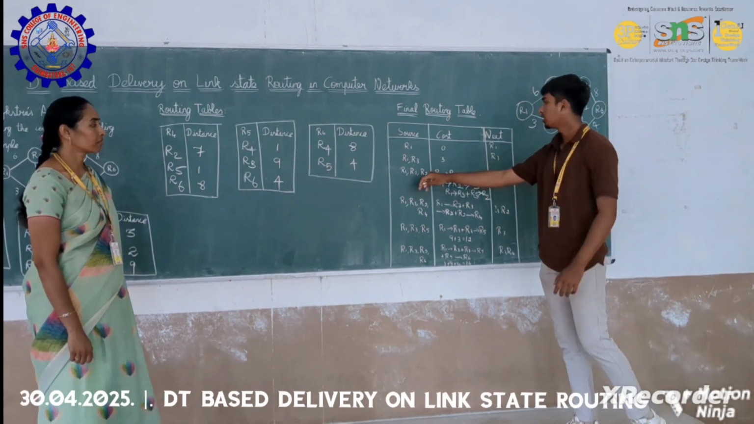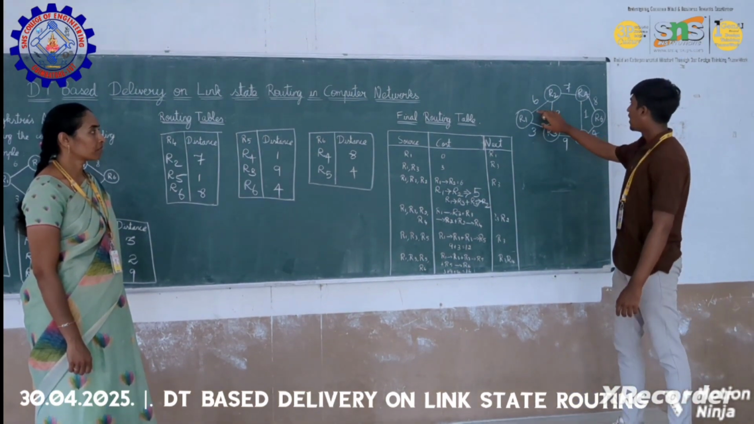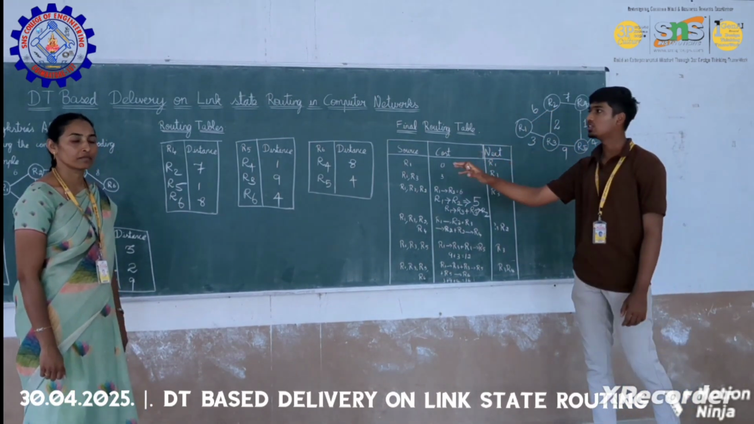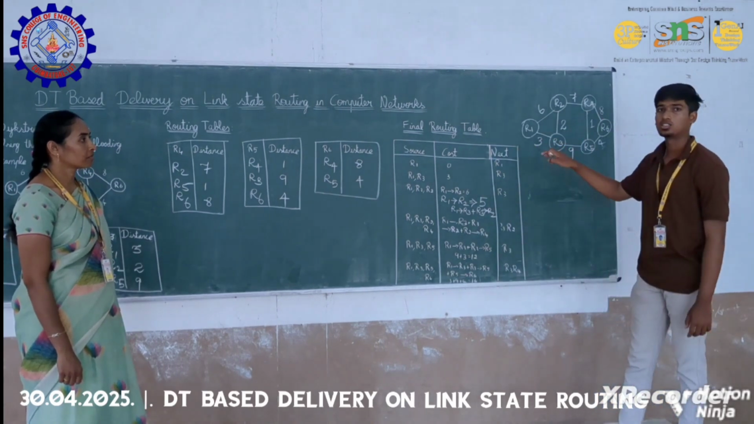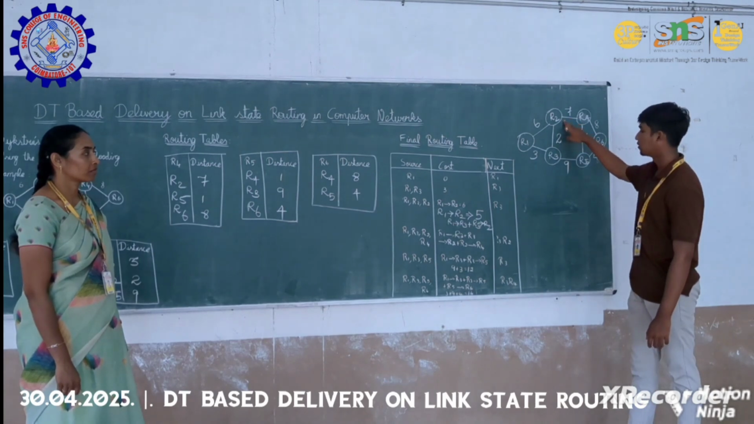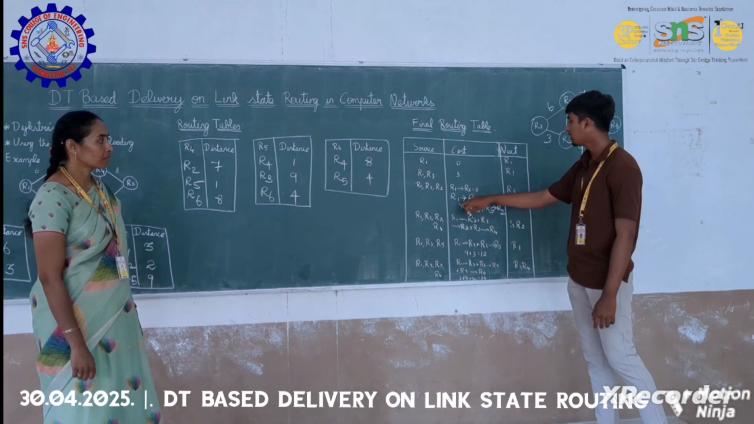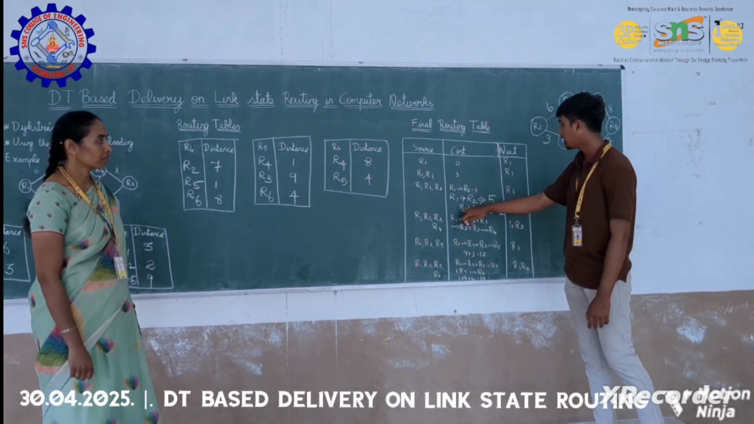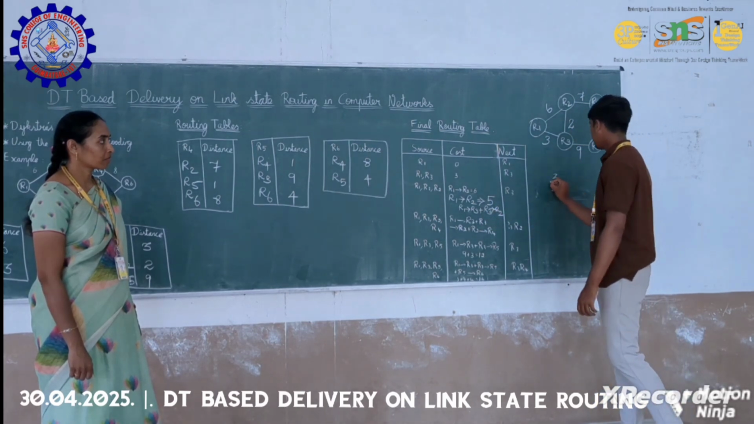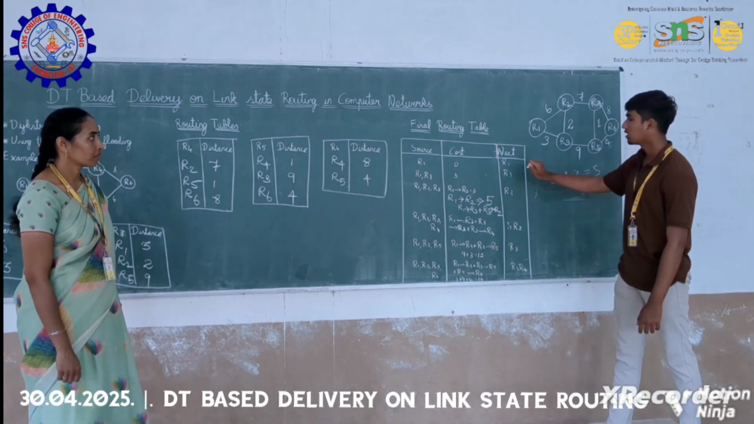Next we are going to find the distance of R2. From the graph we can clearly see that R2 is adjacent to R1. Its cost is 6, but as it uses the Dijkstra algorithm, we need to find the shortest distance. So we are taking the path R1 to R3, then R3 to R2. Another path is R1 to R3, then R3 to R2, which is 3 plus 2 gives 5. So we have found the cost for R2 as 5.